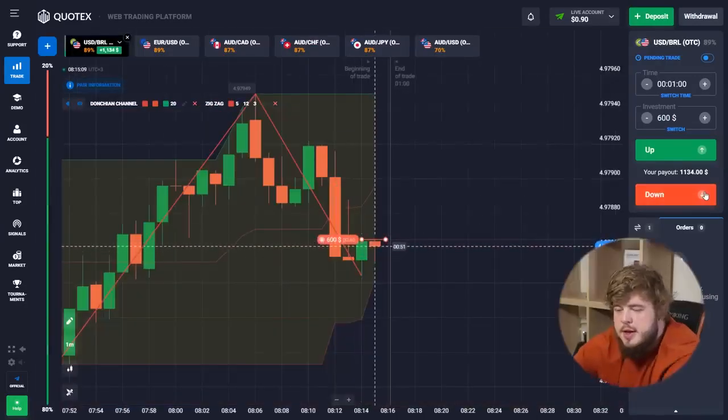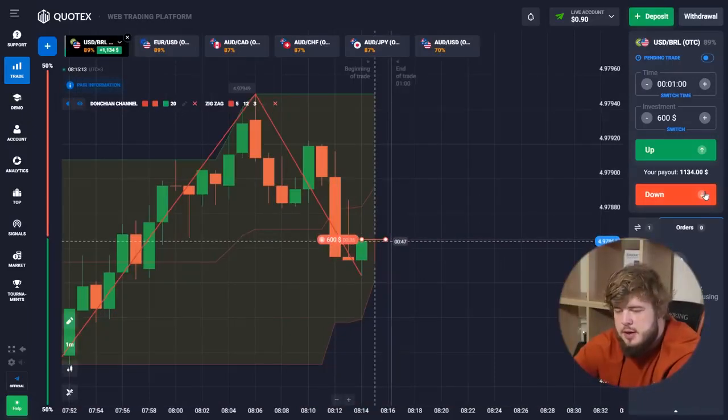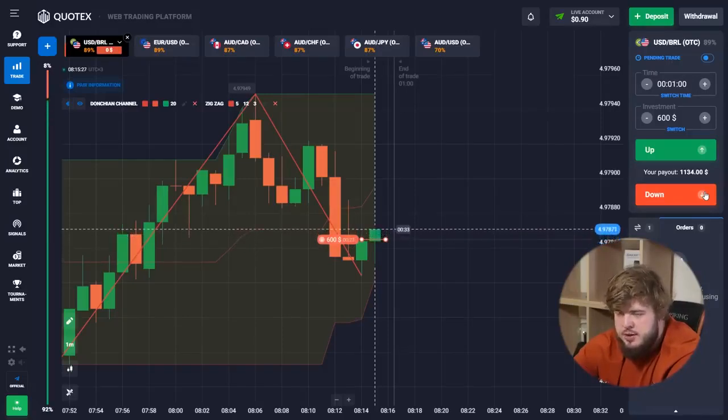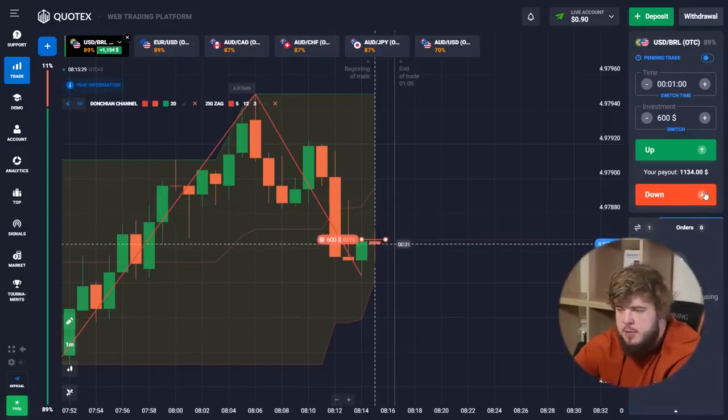So here guys, as you can see, we have a down-going channel, down-going movement. Price now is going to pass the bottom of the channel, and if it does this, then it will fall more and more. That's why we have opened a sell position here, and now we are just waiting for our money in the pocket.